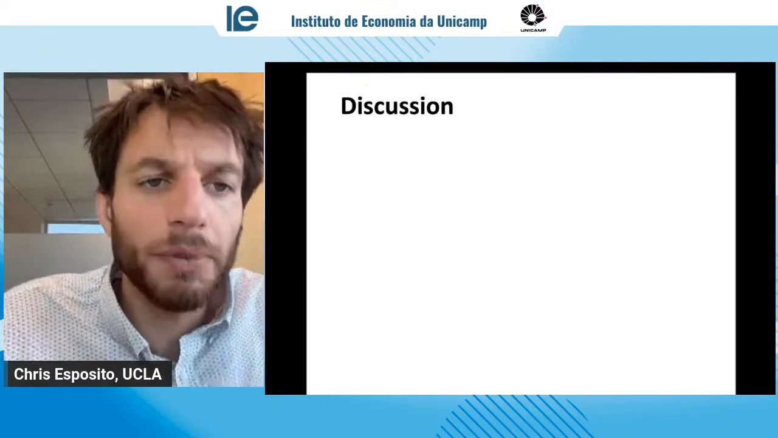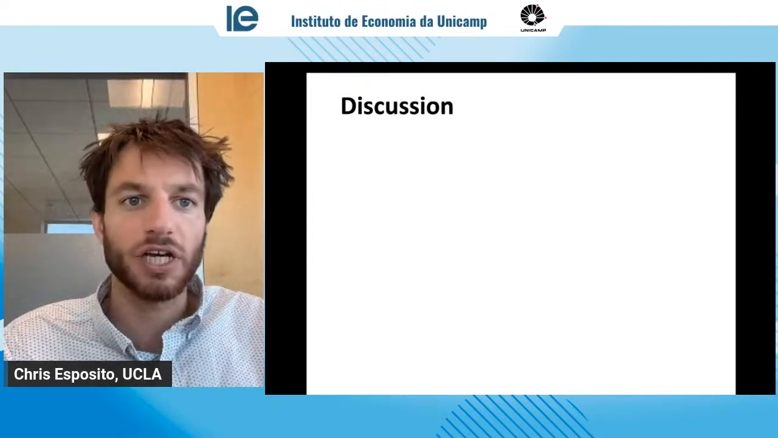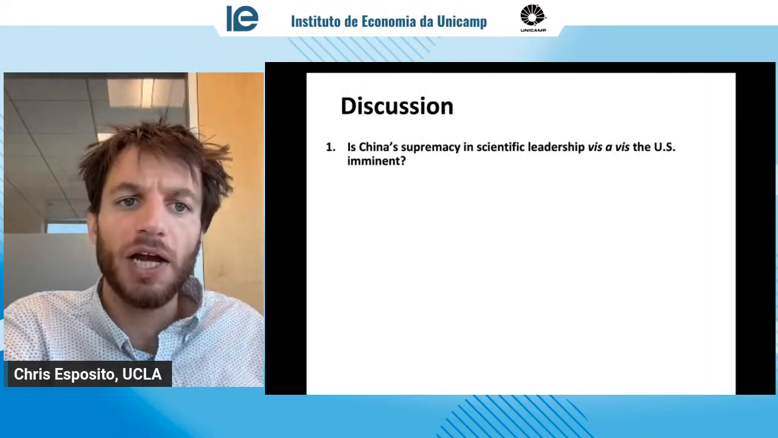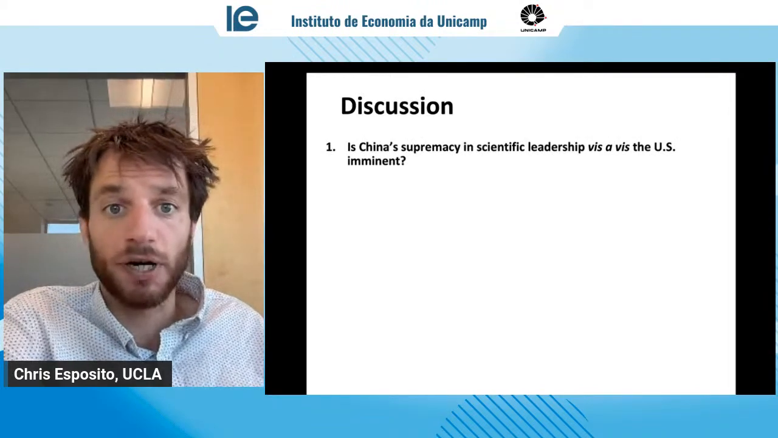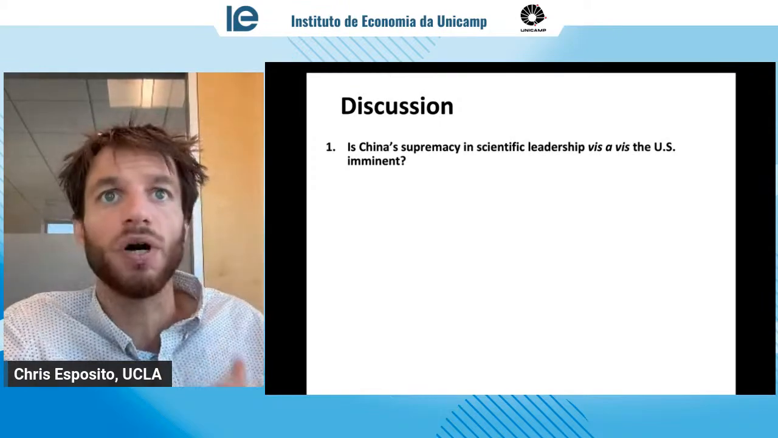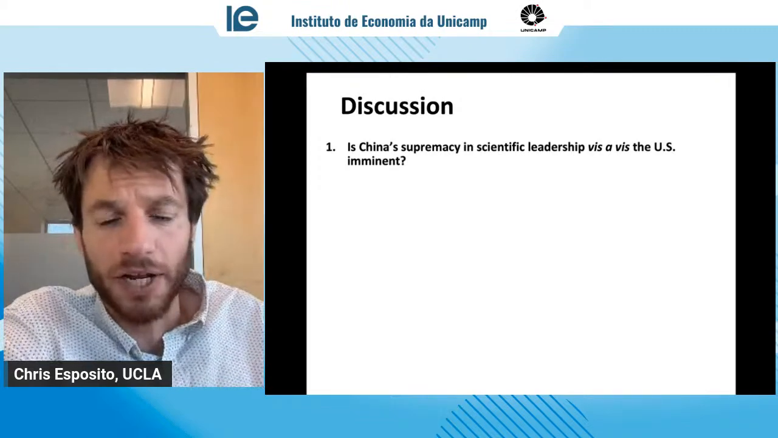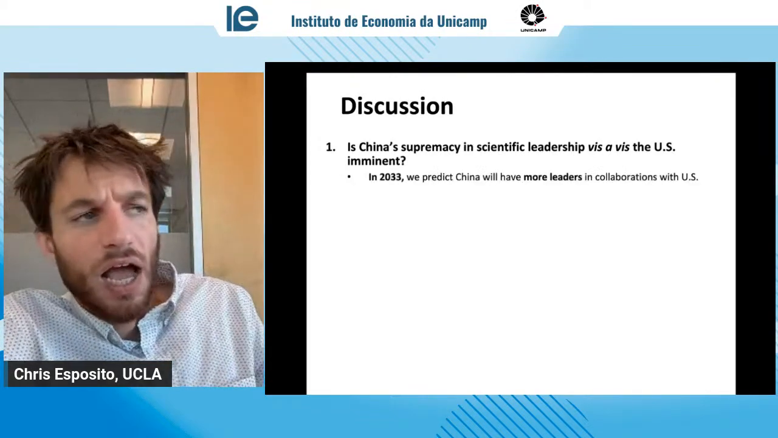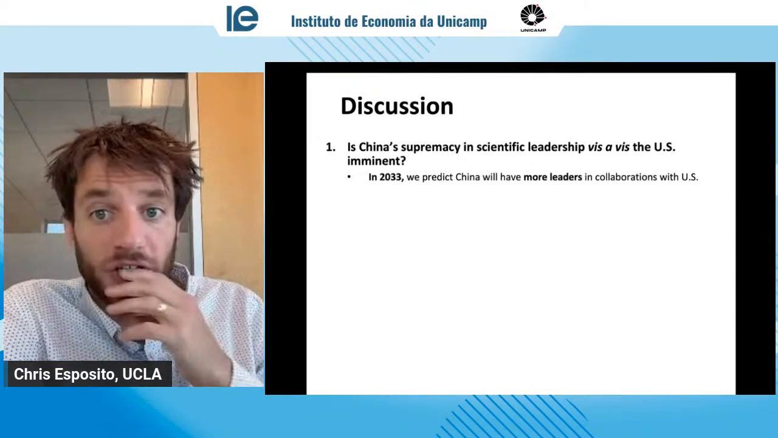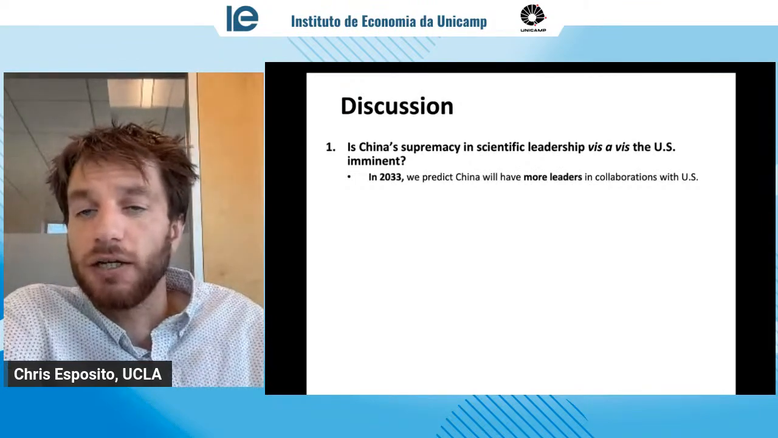So let me pull it all together, and then we can move in for question, answer, and discussion time. But basically, the starting question we had is China's supremacy in scientific leadership vis-a-vis the United States, or more broadly, Western scientific leaders such as the European Union and UK, is that imminent? And the first thing we found is that in 2033, we predict that China will have more leaders in collaborations with the United States than the United States will have in collaborations with China, right?